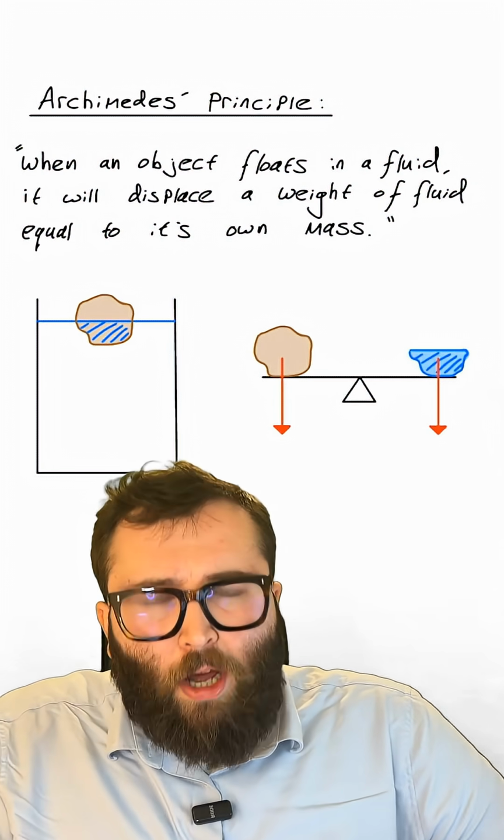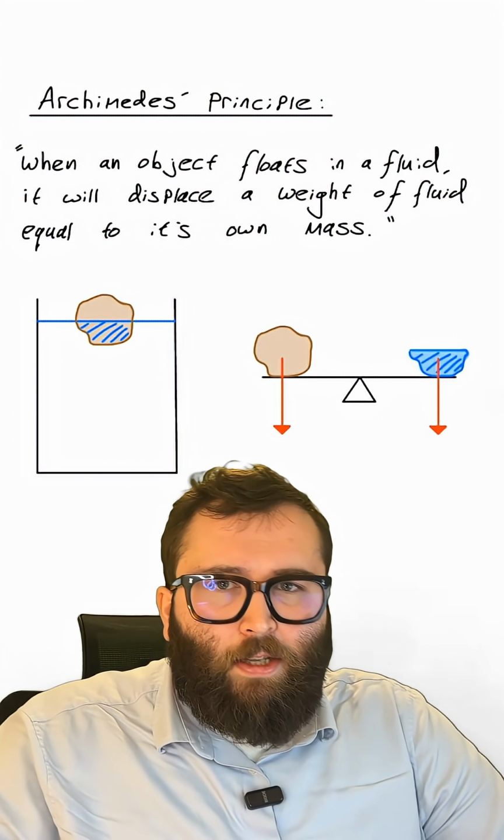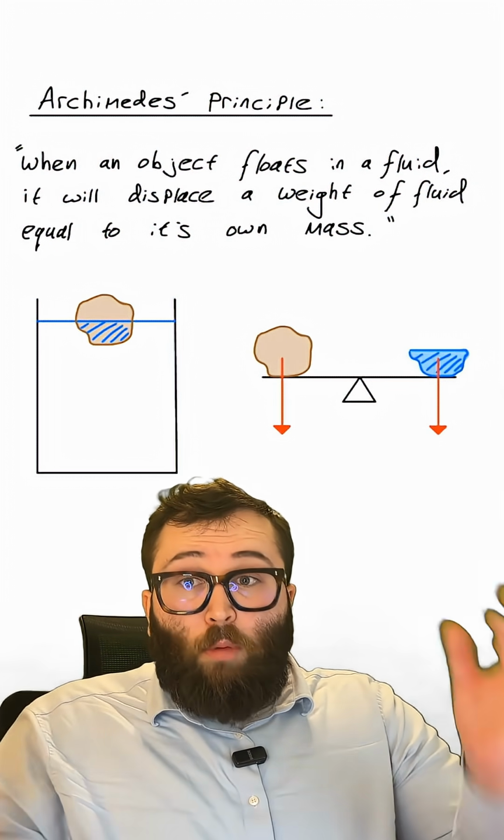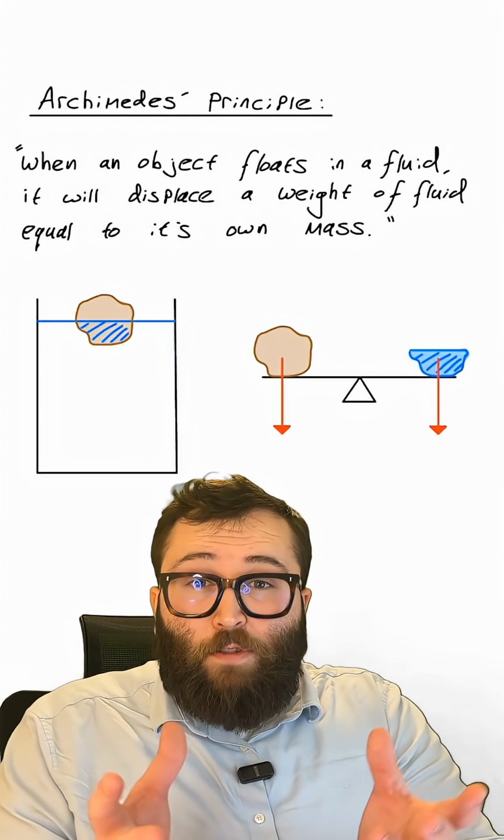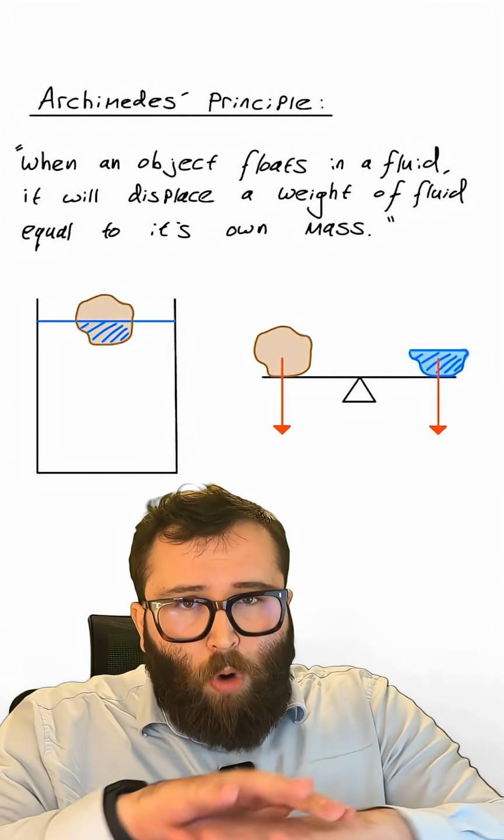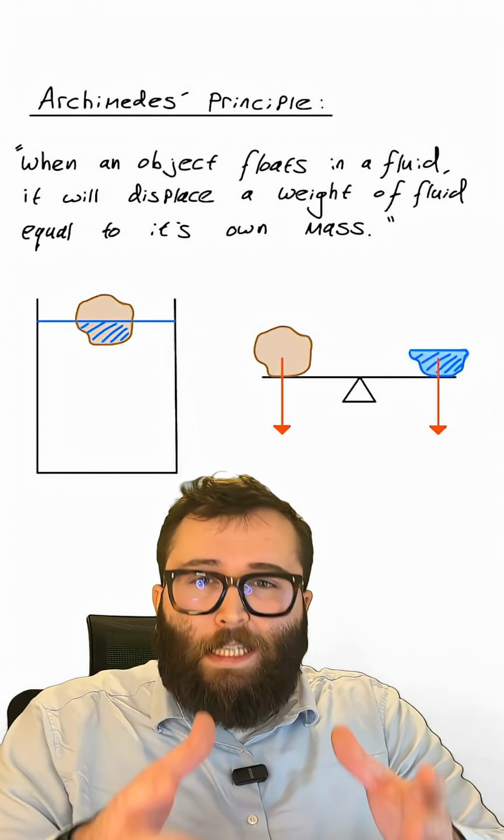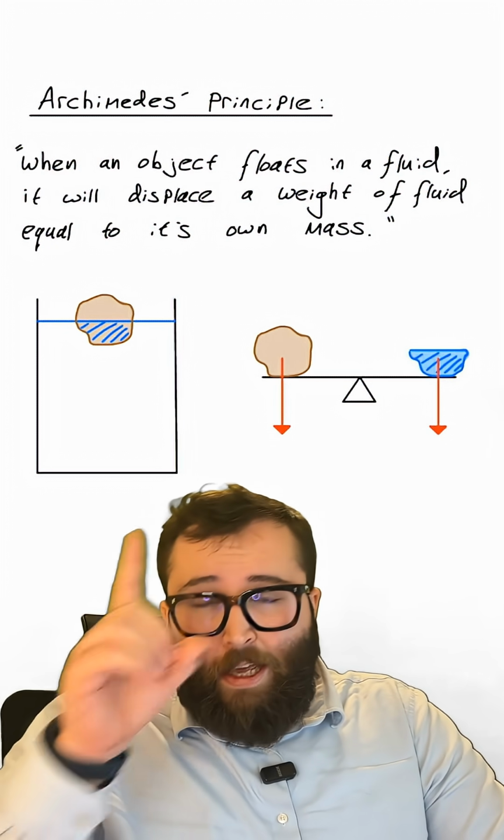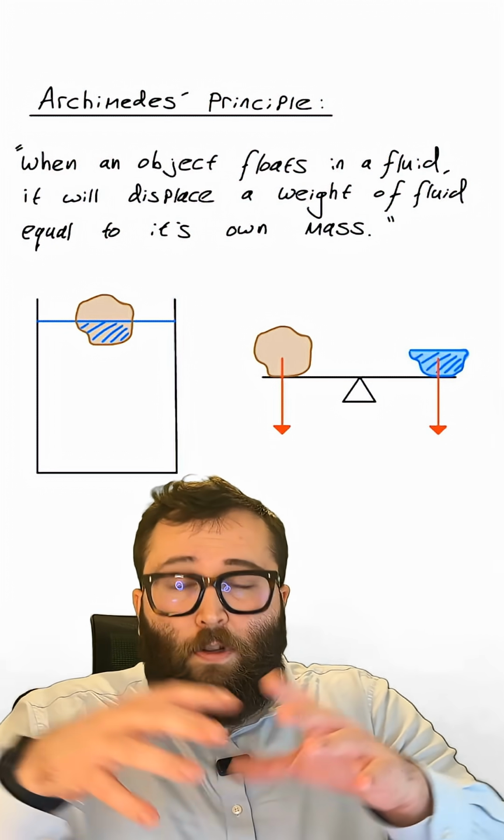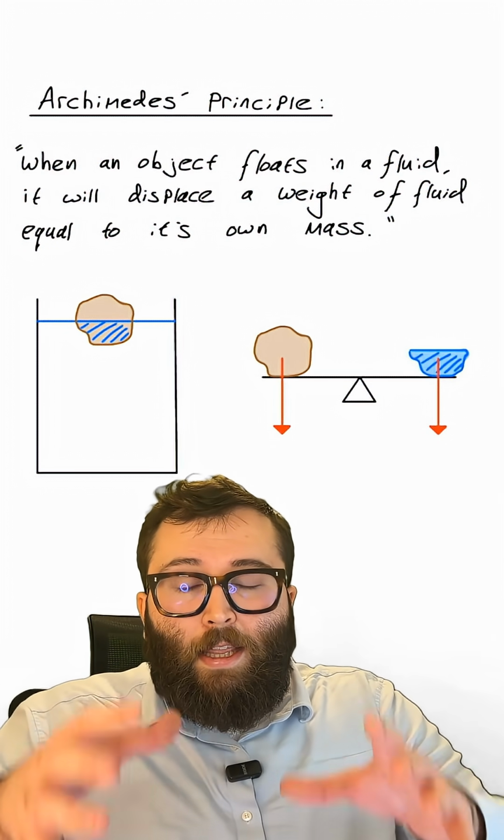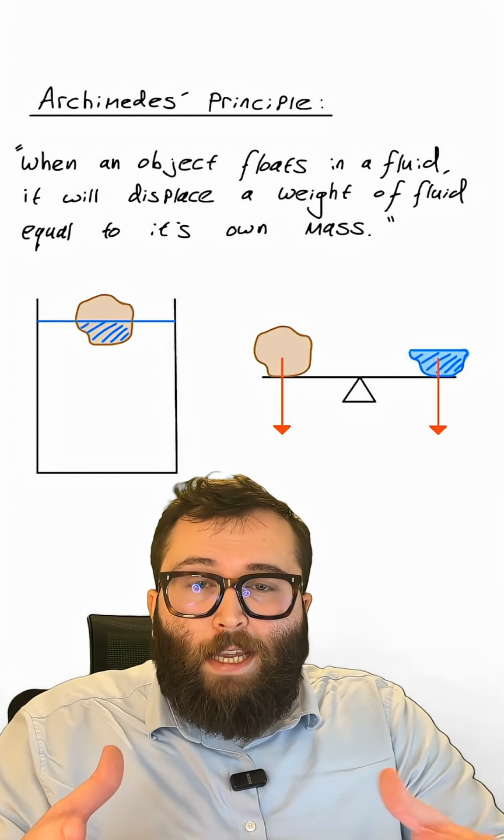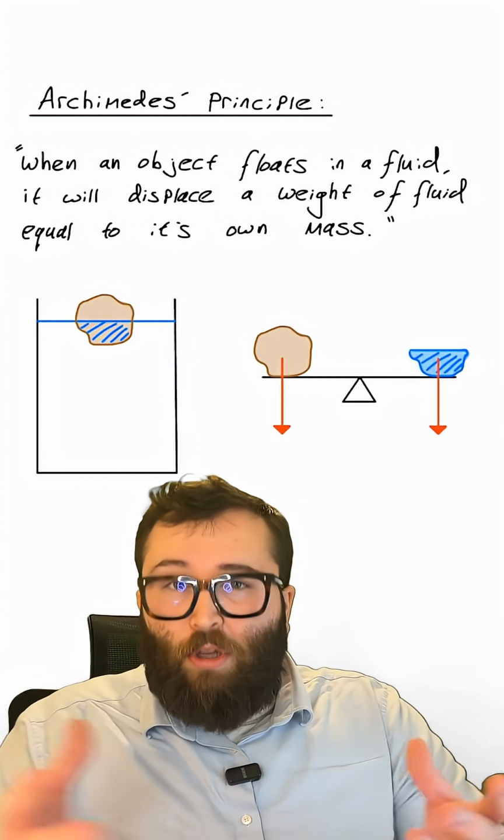So in simple terms, what Archimedes' principle tells us is that when you submerge an object in fluid, if that object is floating in the fluid, then the weight of the fluid it displaces is equal to the weight of the object itself. So I've illustrated that here and here in these diagrams. If you imagine floating a piece of wood in some water, then however much the piece of wood weighs, that is the weight of water that it's going to displace.